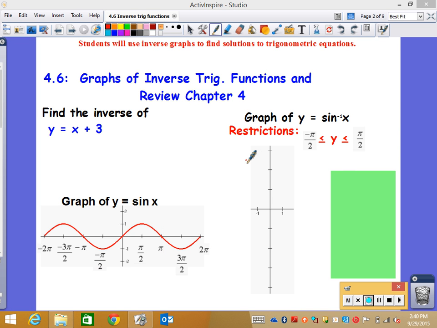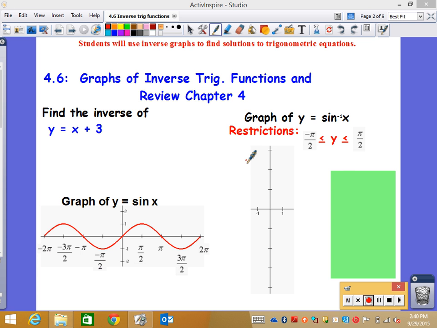Hey, today we're talking about 4.6, which is graphs of inverse trig functions, and we're going to do a little bit of review from all of chapter 4. Kind of a whole big summary in one couple problems. So to start things off, we're going to think back to inverse functions in algebra 1 and 2.